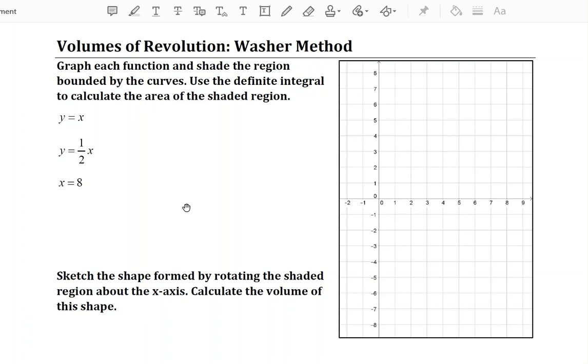Going to do another type of problem about volumes of revolutions, this time with something that's referred to as the washer method. So go ahead and begin by graphing the three functions shown, shade the region bounded by the curves, and just as some added practice, use the definite integral to calculate the area of that shaded region.